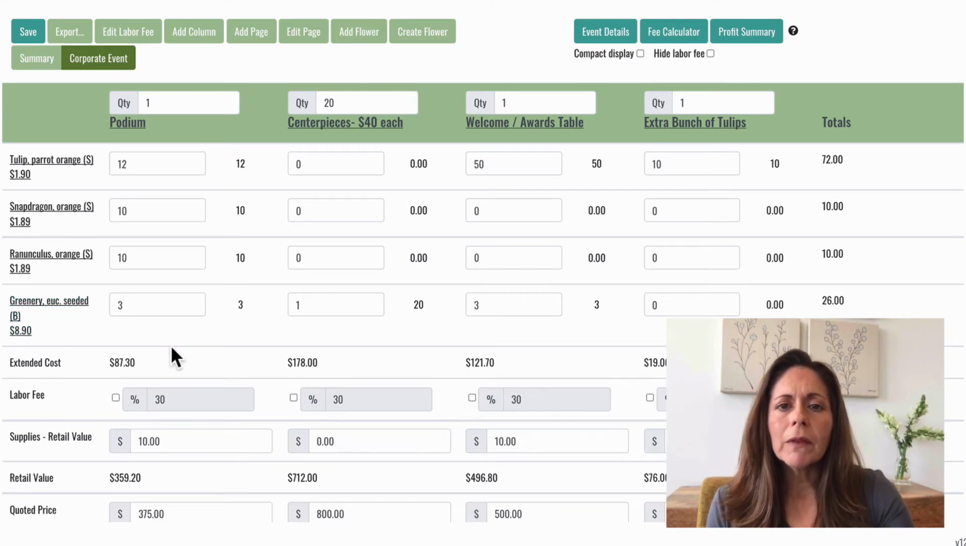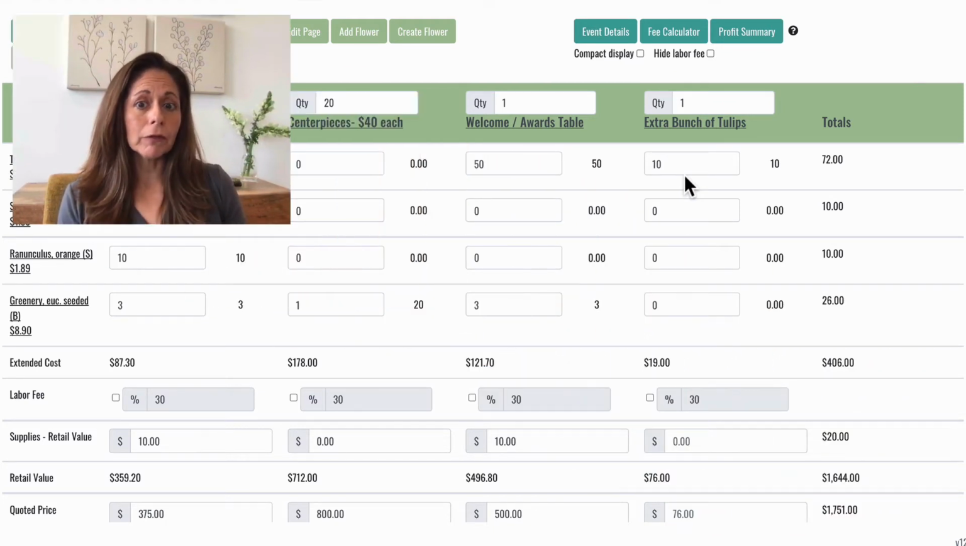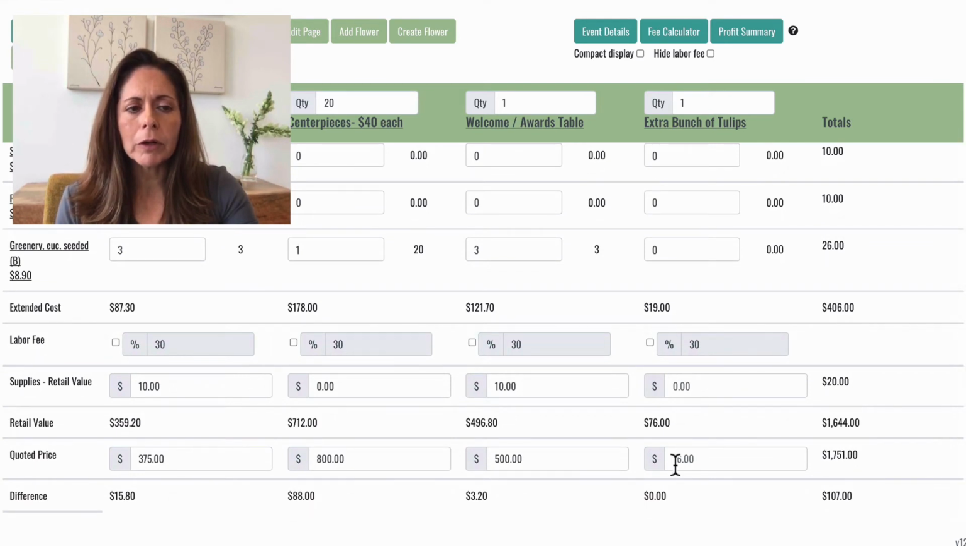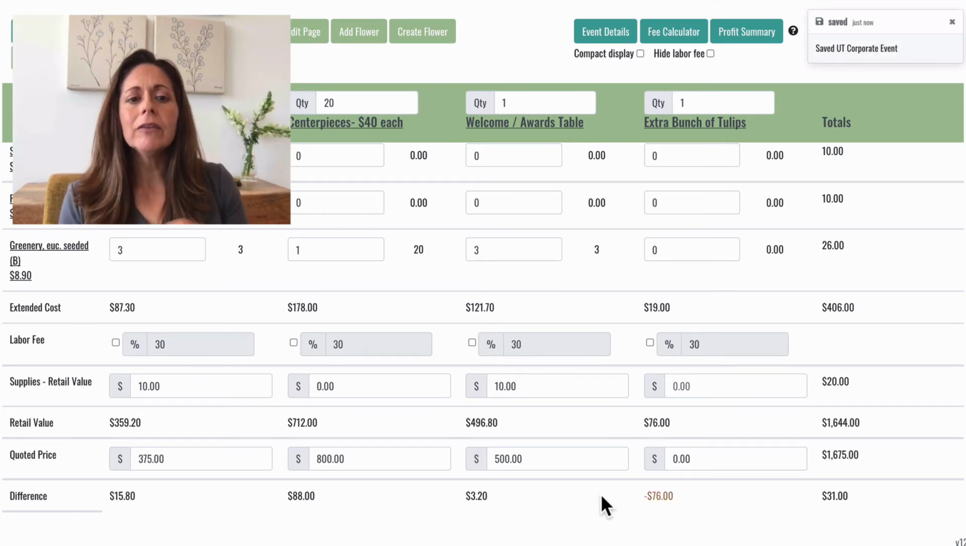So what I'm thinking about doing is adding more tulips to my order. But the client hasn't technically paid for these tulips. So when I think about how I'm going to include this in my profit margin, I want to make sure that I put 0 in my quoted price because I am not charging my client for these tulips in addition to what they are already paying.